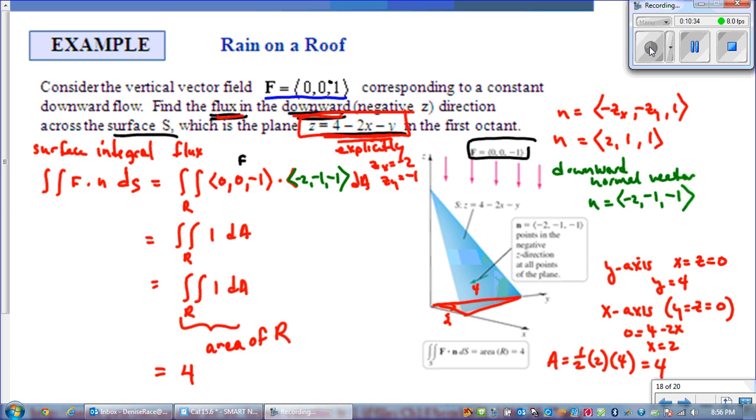Now this problem, if that vector field was giving us the rate of the rainfall, the flux has given us the amount of the rainfall that's hitting that roof. Okay, now let's look at another example.